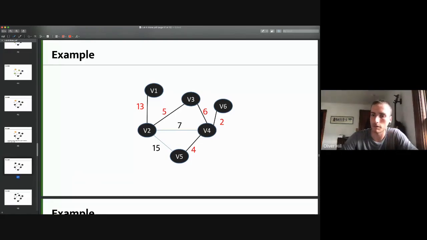Okay, so say 15 didn't cause a cycle, what would we do? We're not going to do anything because it's connecting two nodes that are already in the MST. We're just not even going to consider it because we've already connected those vertices. They're already inside of our tree. There's just no reason. Okay, I'm going to go on.